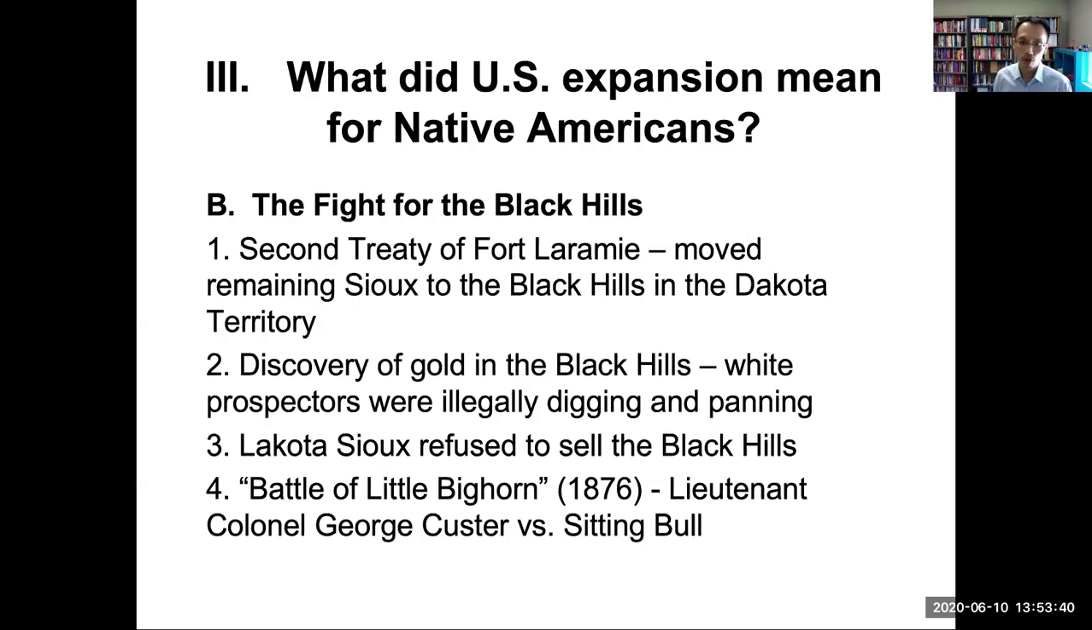But this agreement was very short-lived because subsequently gold was discovered in the Black Hills. And by the middle of 1875, thousands of white prospectors were illegally digging and panning in that area. The Sioux, in response, protested the invasion of their territory and the violation of their sacred ground. The government tried to persuade the Indians to lease the Black Hills or sell the land for $6 million. When the tribes refused, the government just imposed what it thought was a fair price for the land.